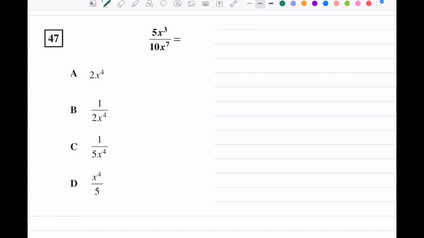5x to the third divided by 10x to the seventh equals what? Let's start by rewriting our problem. Now we're going to split this up into two fractions. This is equal to 5 over 10 times x to the third divided by x to the seventh.